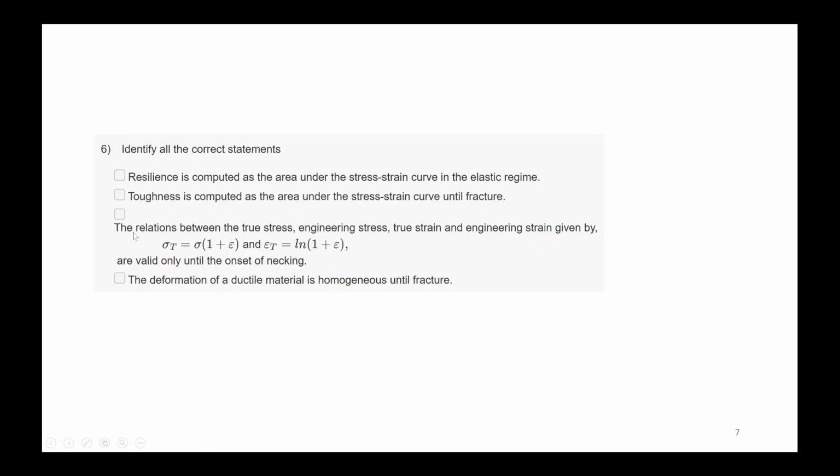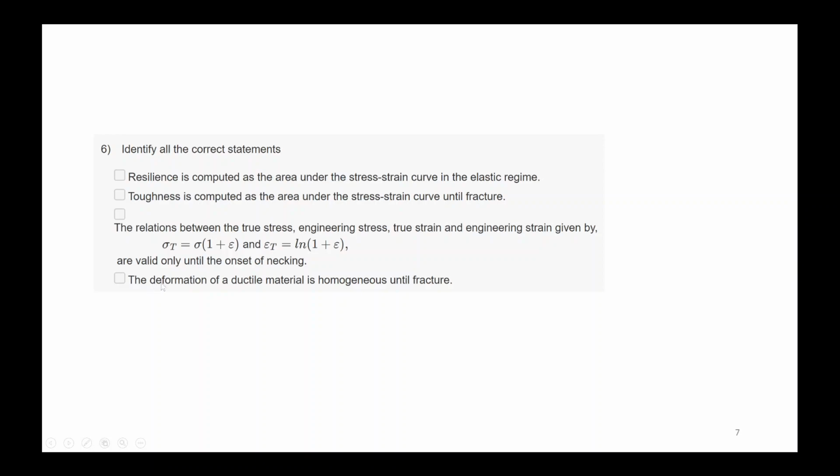And this statement, the relation between the true stress, engineering stress, true strain and engineering strain is given by sigma T equals sigma times 1 plus e. This is also correct. And epsilon T, which is your true strain, equals ln 1 plus e. This is also correct. These are valid only up until the onset of necking.